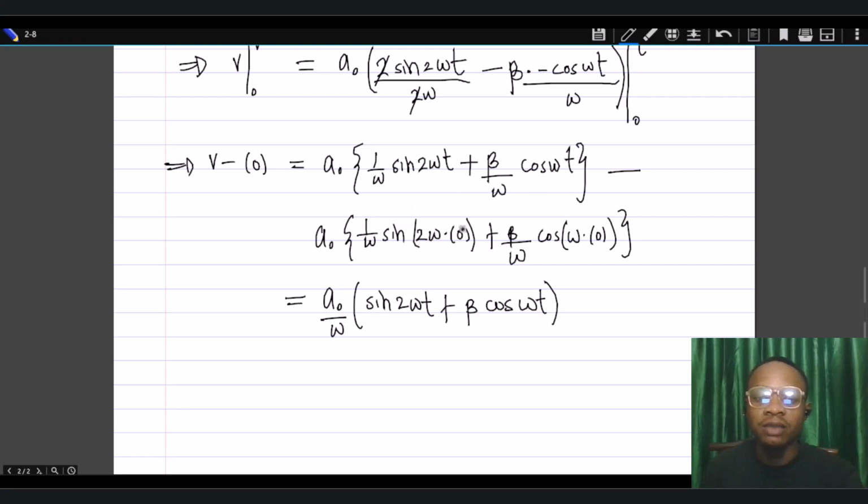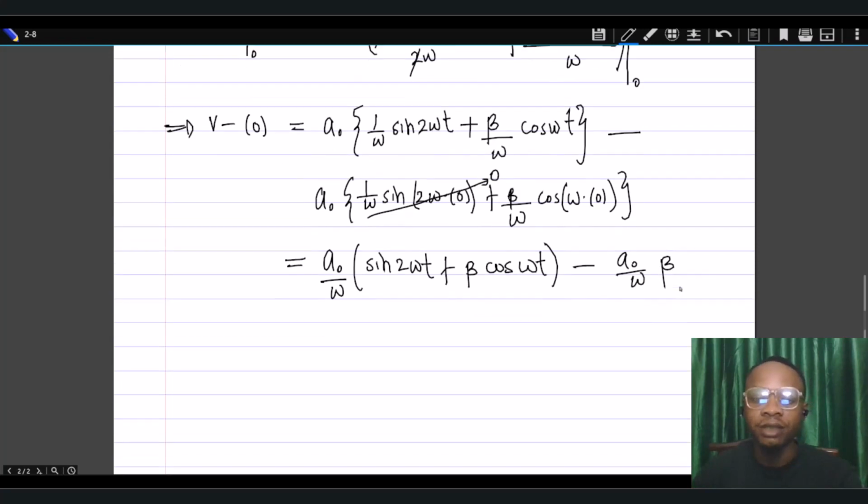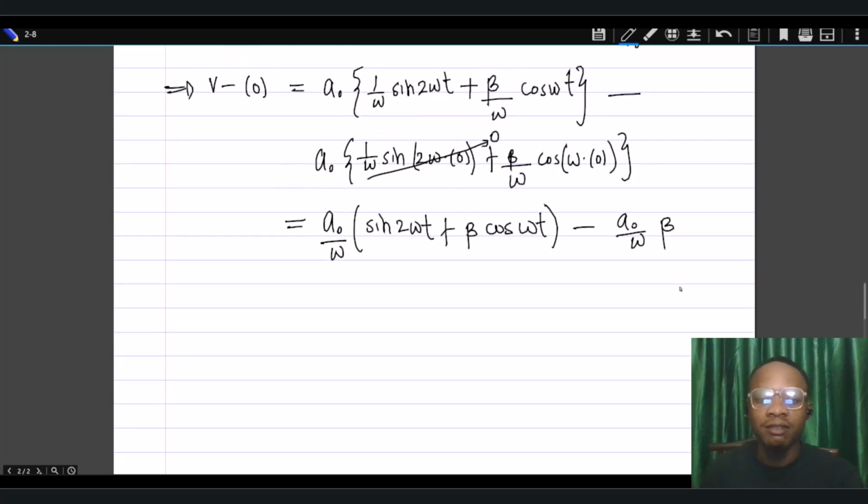And then for this other part, we see that this argument becomes 0. Sine of 0 is 0, so this is the part that gives 0. But cos of 0 is 1, so this is plus beta over omega. So this is going to be minus a naught over omega multiplying beta. All right, so by that we have now our velocity. Therefore, velocity as a function of time, if we don't substitute yet the values of these constants, will give us a naught over omega.